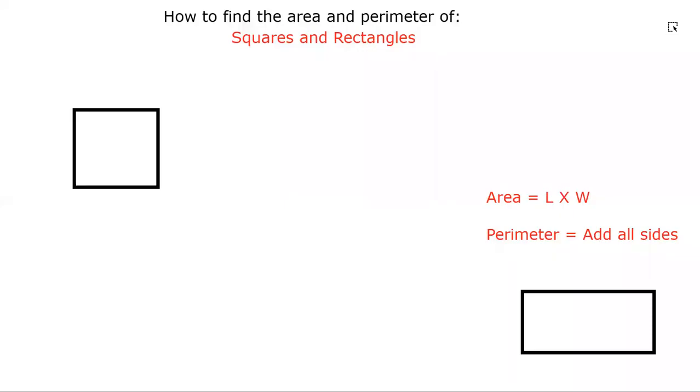In this video, we're going to be looking at how to find the area and perimeter of squares and rectangles. So if we look for a second on the right-hand side over here, you can see that we have the formulas already written out. In order to find the area, we do length times width. And in order to do the perimeter, we add all the sides together. Okay, so let's try this formula for our square over here.